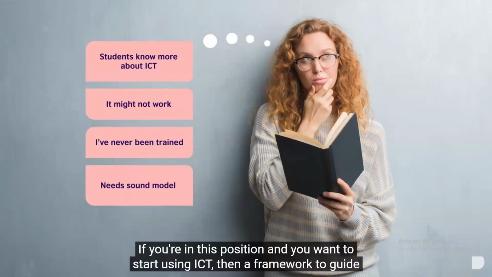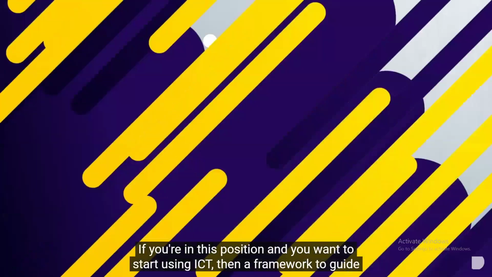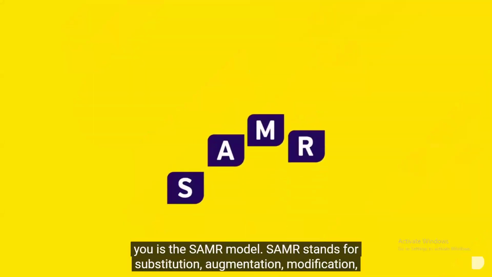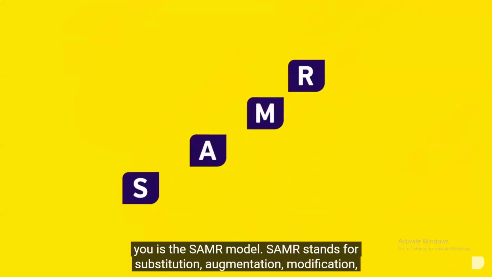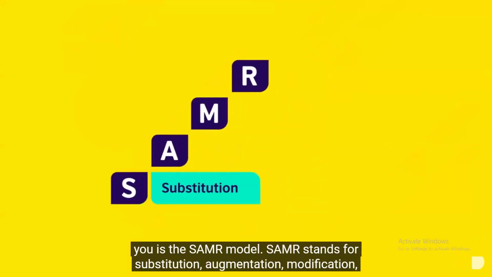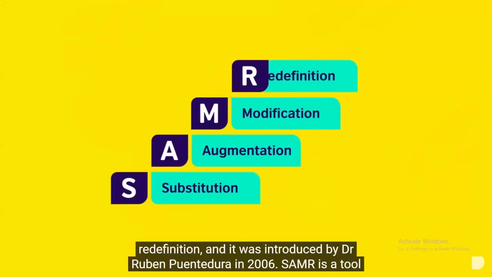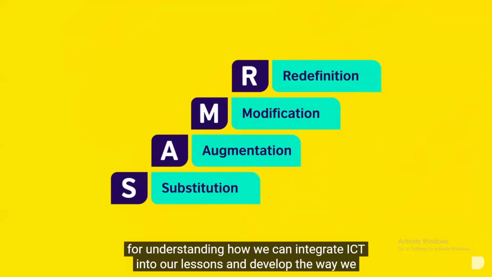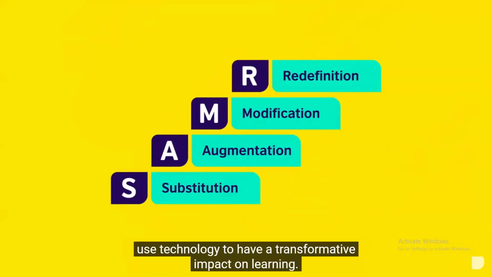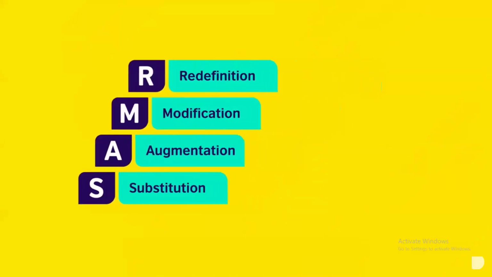If you're in this position and you want to start using ICT, then a framework to guide you is the SAMR model. SAMR stands for Substitution, Augmentation, Modification, Redefinition, and it was introduced by Dr. Ruben Puentedura in 2006. SAMR is a tool for understanding how we can integrate ICT into our lessons and develop the way we use technology to have a transformative impact on learning.